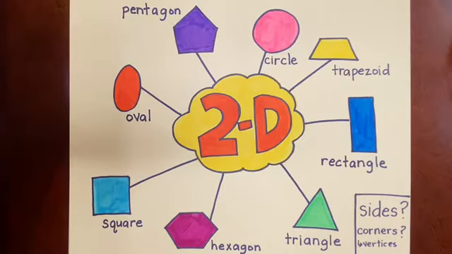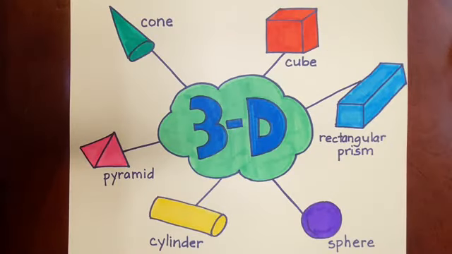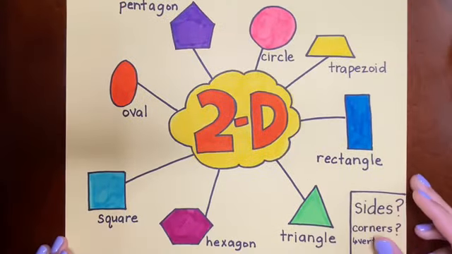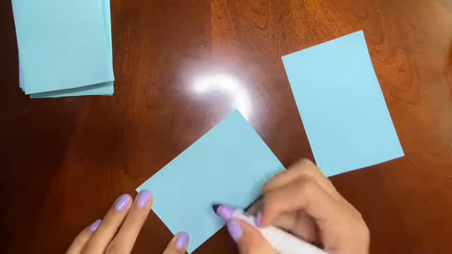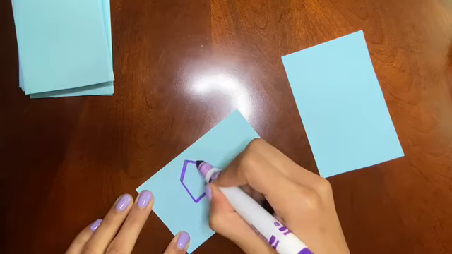Great job, everyone. So now I'm going to use my 2D poster and 3D poster to copy the shapes onto my little cards, okay? So for each shape, I need to make 2 cards so that when I'm playing memory, I have a match for every single shape.